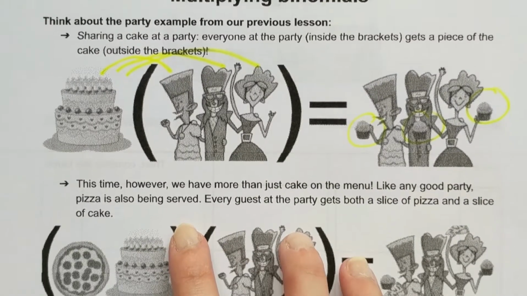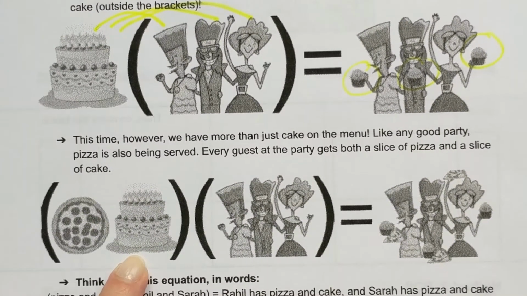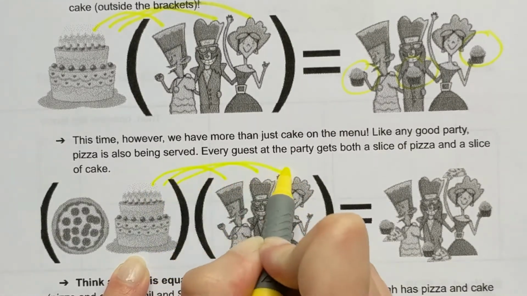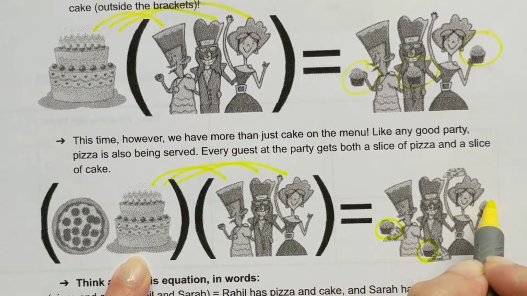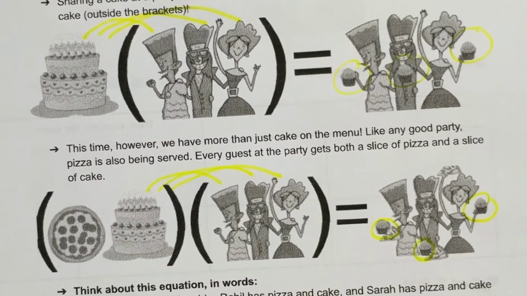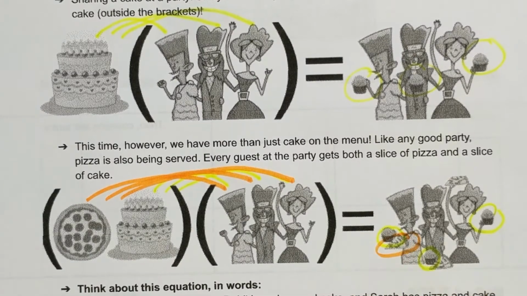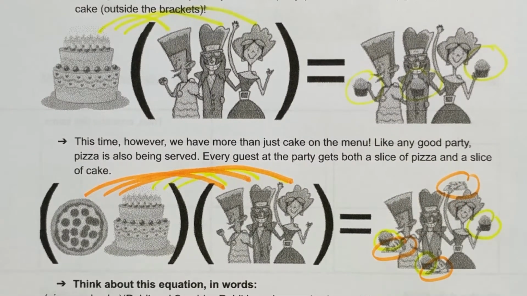This time, however, in this example, we have more than just cake on the menu. Like any good party, pizza is also being served. Every guest at the party gets both a slice of pizza and a slice of cake. So let's start first by sharing the cake, just like we did in the first example. Everybody at the party gets a slice of cake they can hold in their hand. Likewise, everybody at the party is going to get a slice of pizza that they also are going to hold. So now everybody has ended up with two things, okay?